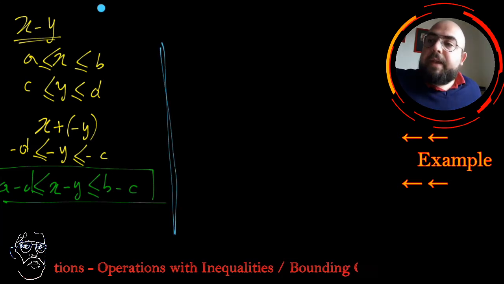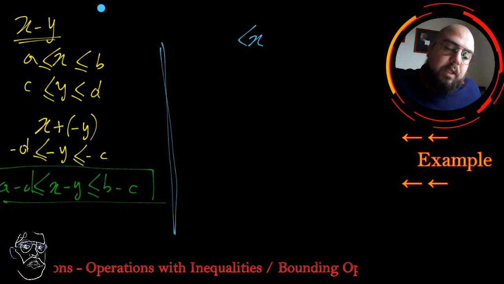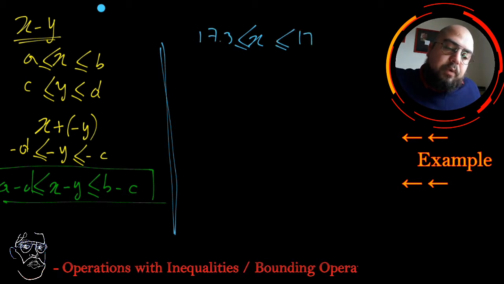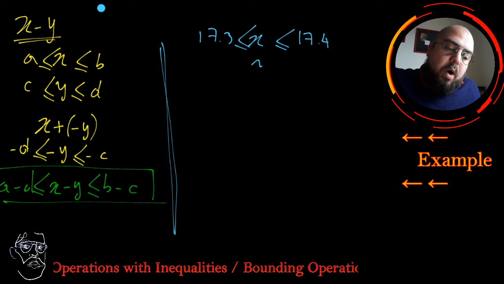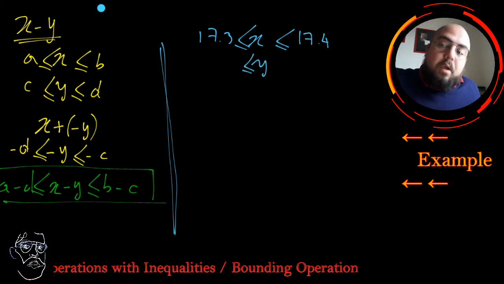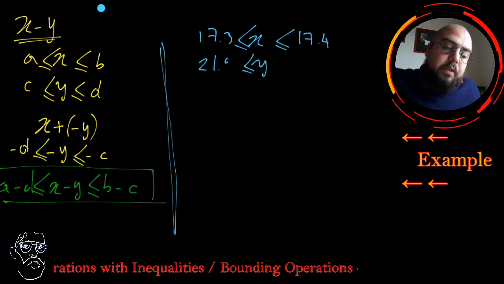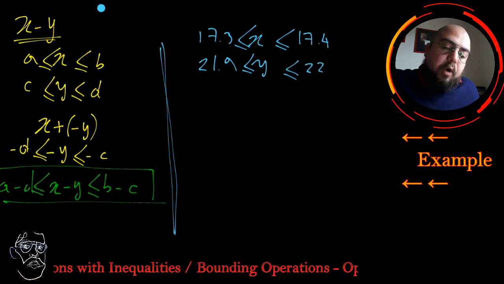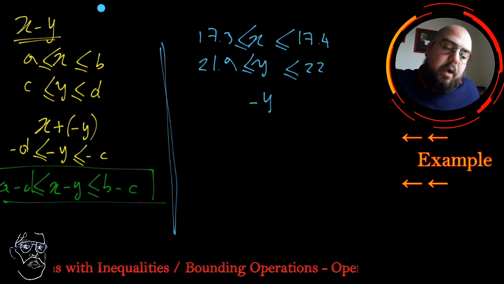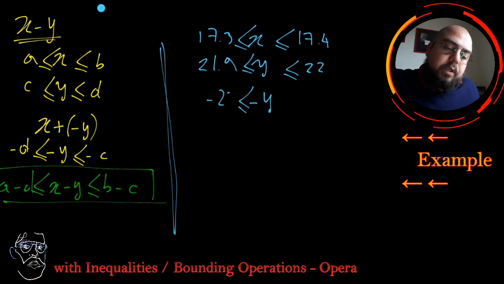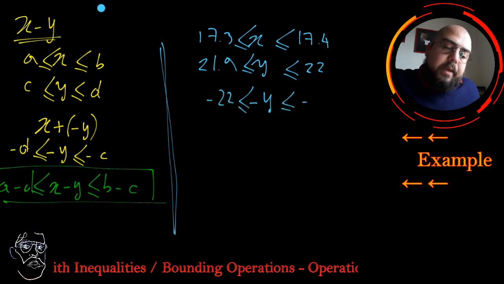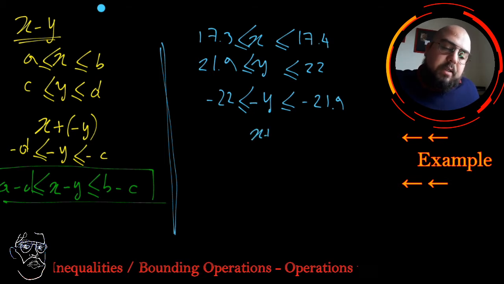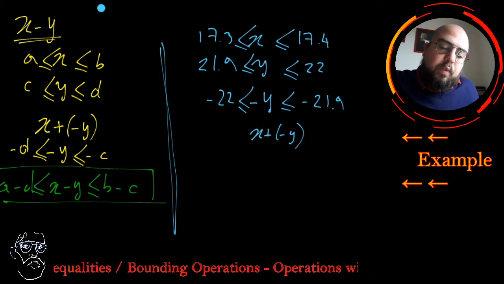Let's say we have again the same values, x between 17.3 and 17.4, while y is between 21.9 and 22. So you need to find out minus y. Minus y is between minus 22 and minus 21.9. And you need to calculate x plus minus y, which is x minus y, of course.